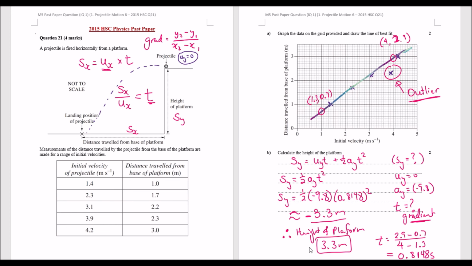The key point is, there's a couple of points to acknowledge: originally, because we fired this horizontally, the initial velocity is just u_x. When you graph this out, you need to try and compare to any relevant kinematics formula and see what the gradient value, or maybe the area, tells you. And we worked out that's time, and therefore using our other equations we can work out the height of the platform.